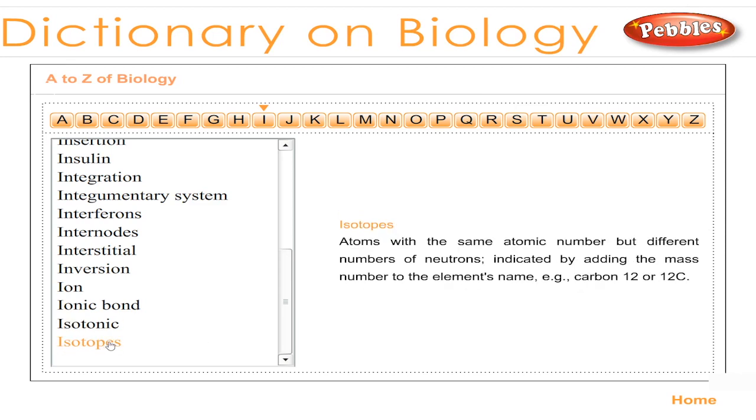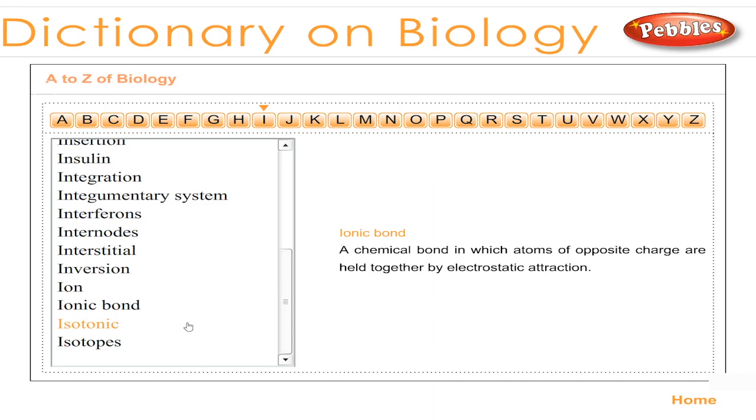Ionic bond, a chemical bond in which atoms of opposite charge are held together by electrostatic attraction. Isotonic, term applied to 2 solutions with equal solute concentrations.